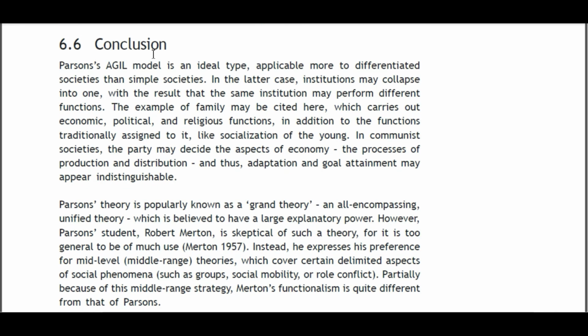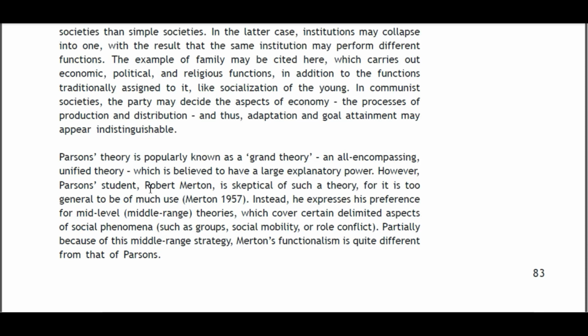6.6 Conclusion. Parsons' AGIL model is an ideal type applicable more to differentiated societies than simple societies. In the latter case, institutions may collapse into one, with the result that the same institution may perform different functions. The example of family may be cited here, which carries out economic, political and religious functions in addition to the functions traditionally assigned to it, like socialization of the young. In communist society, the party may decide the aspects of economy, the process of election and distribution, and thus adaptation and goal attainment may not appear distinguishable.